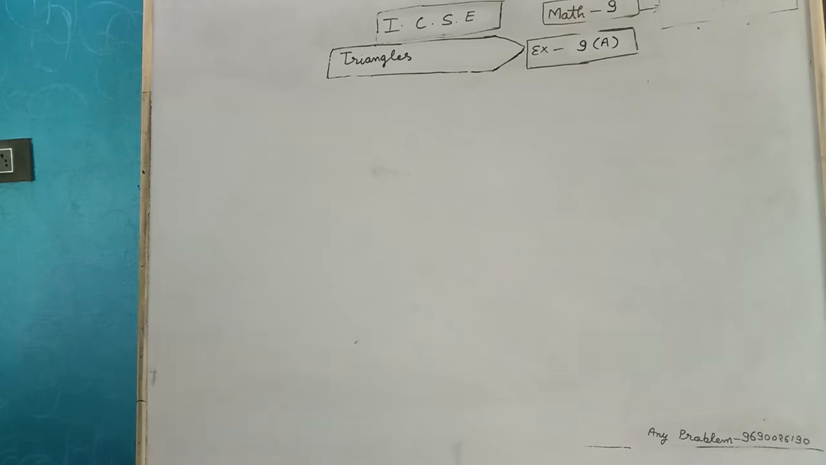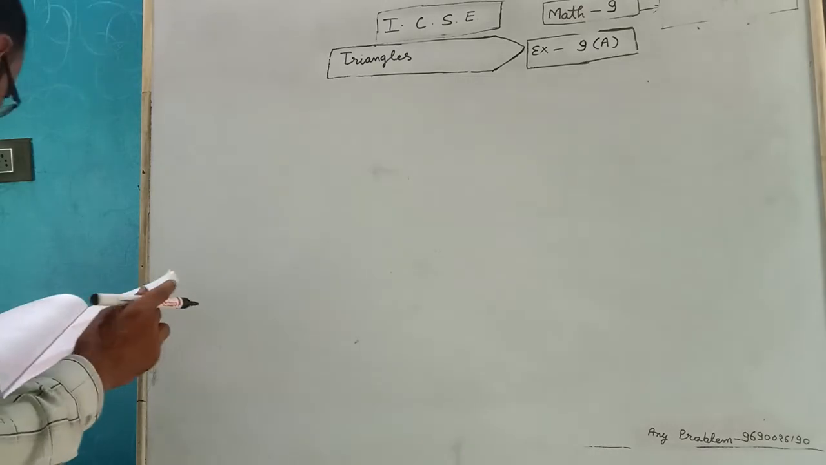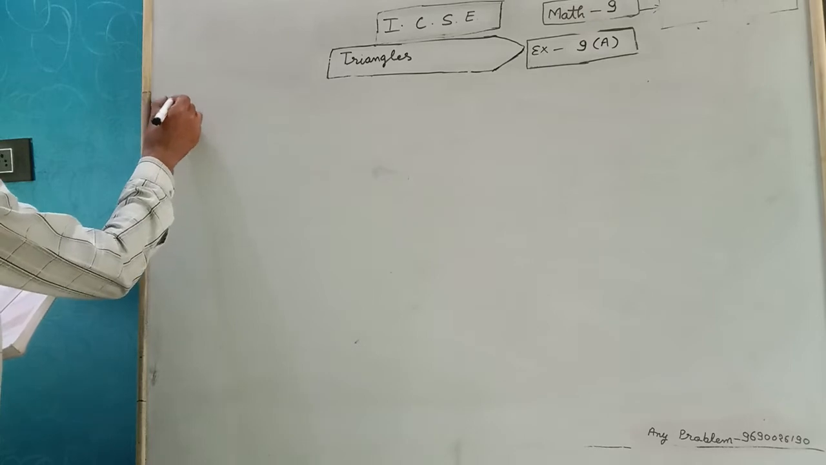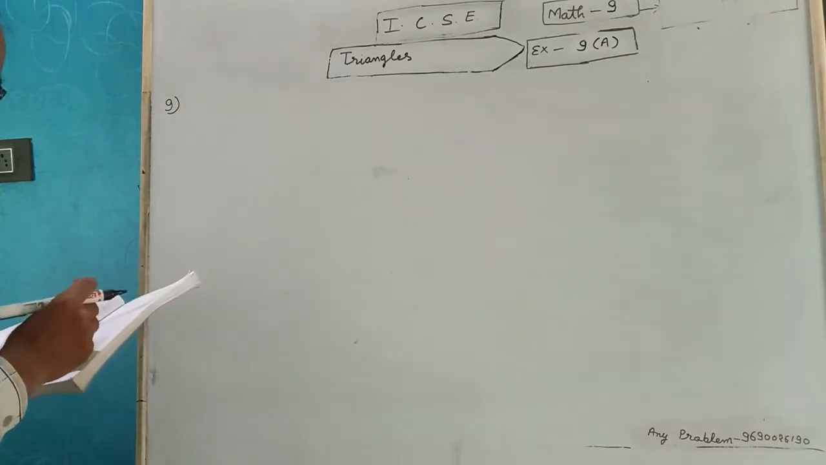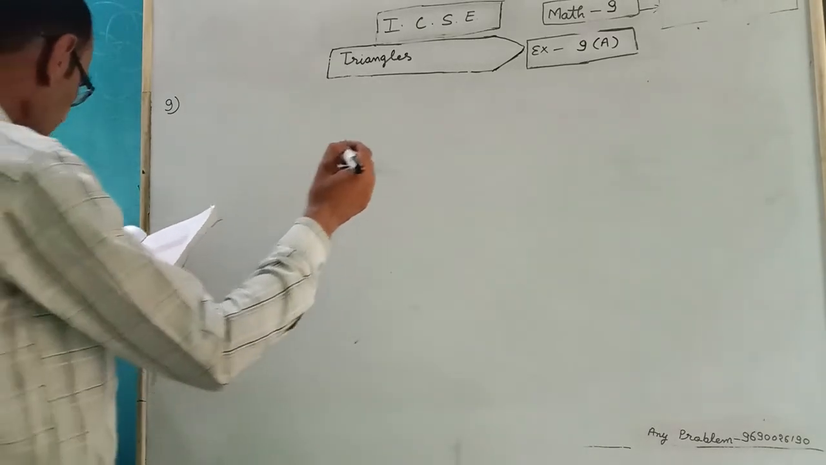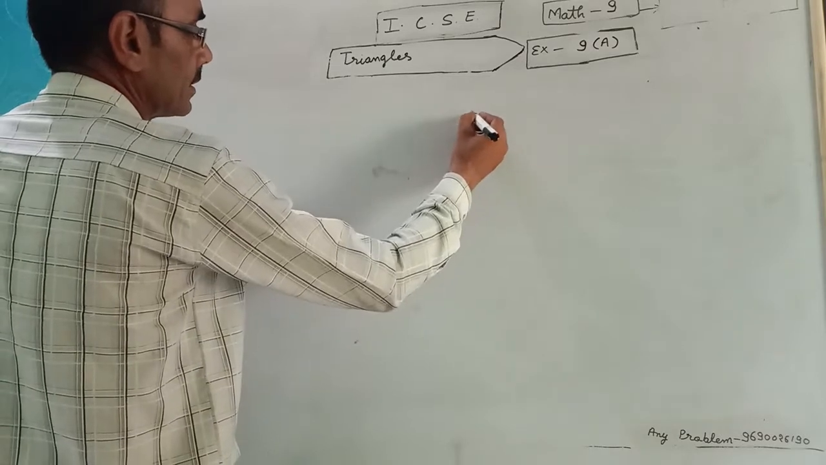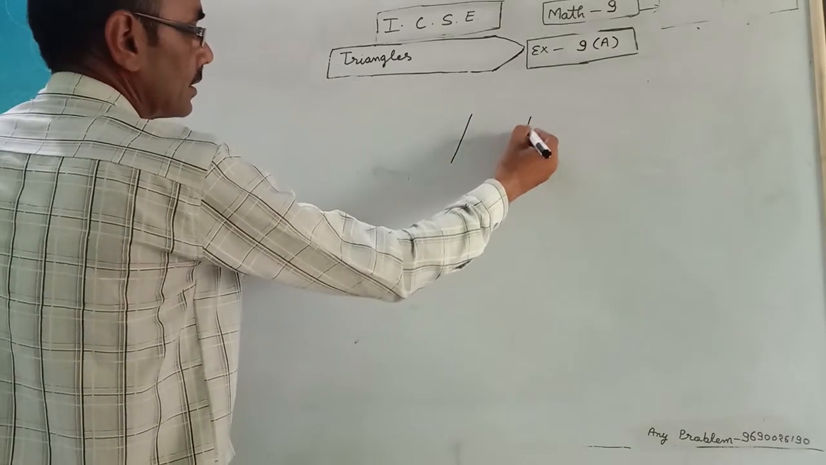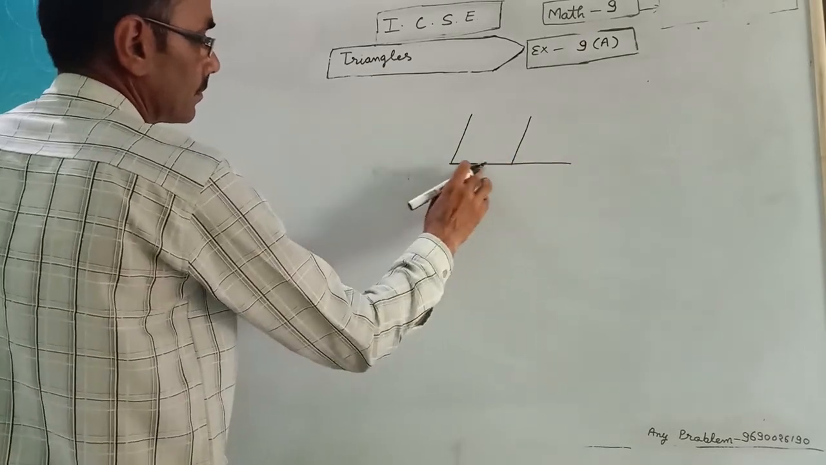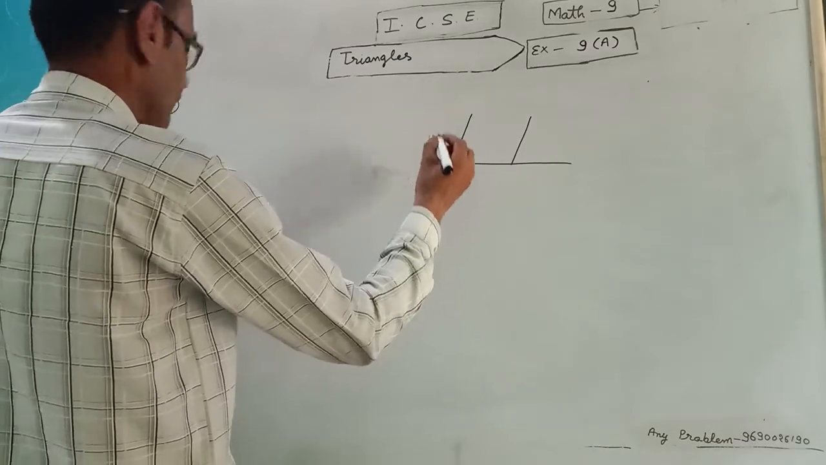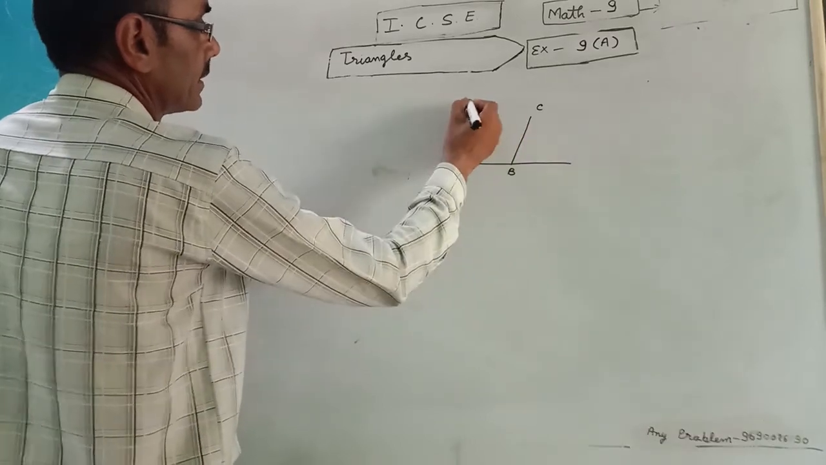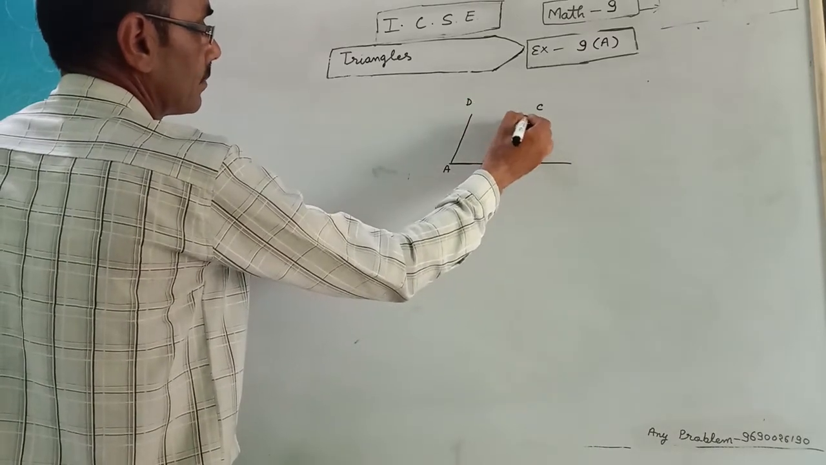9th class student, exercise 9A, question number 9. In triangles, question number 9 is a parallelogram. ABCD is a parallelogram.